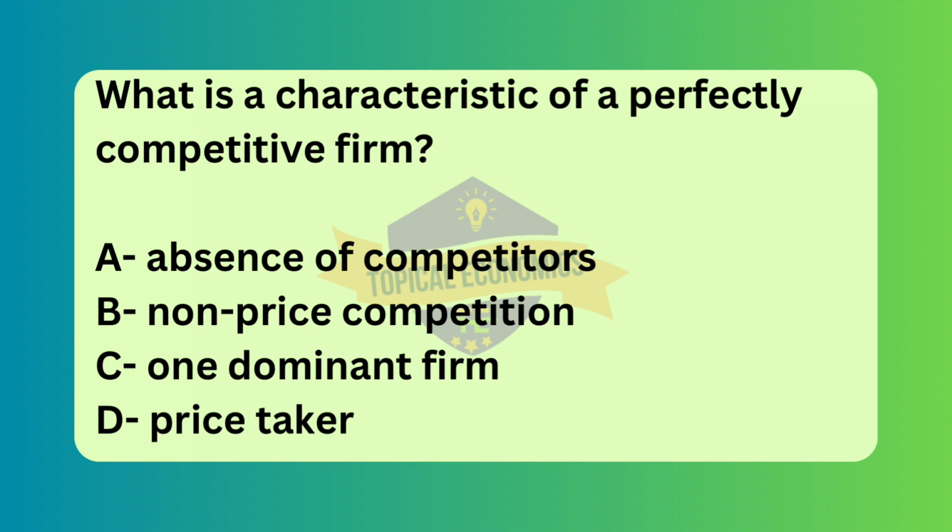The other options don't align with perfect competition. Option A. Absence of competitors. In perfect competition, there are many competitors. Next, option B. Non-price competition. In perfect competition, there is no non-price competition because products are identical, and firms cannot differentiate their goods. Lastly, option C, one dominant firm describes a monopoly or an oligopoly, not perfect competition.